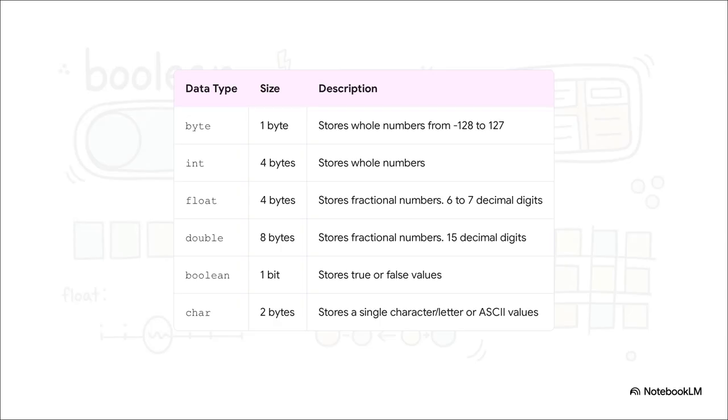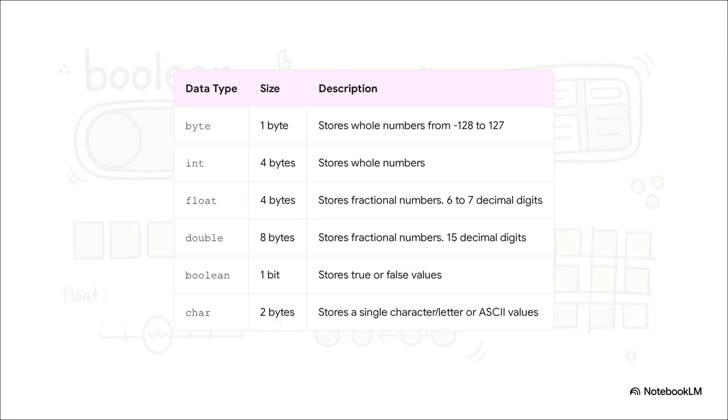Now, this table here is really interesting because it's all about trade-offs. A byte is tiny, super memory efficient, but it can only hold small numbers. An int gives you a way bigger range, but it uses 4 times the memory. So why does that matter? Well, imagine a game with millions of players. If you store each player's level as a byte instead of an int, you could save gigabytes of memory on your servers. It's all about picking the right tool for the job.